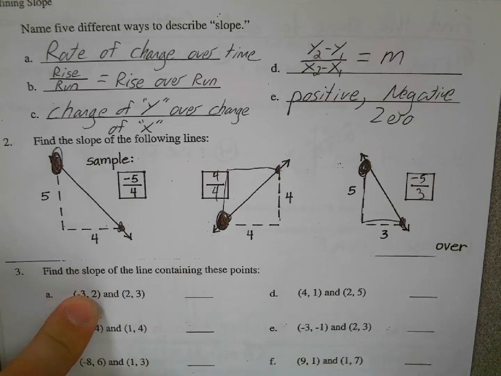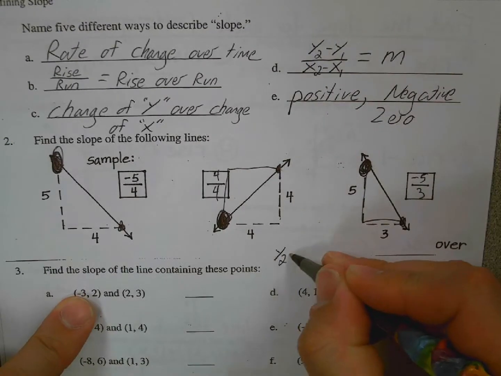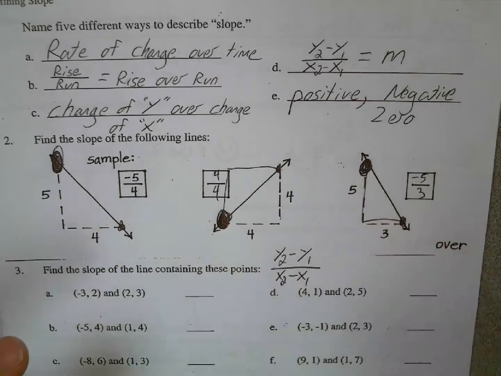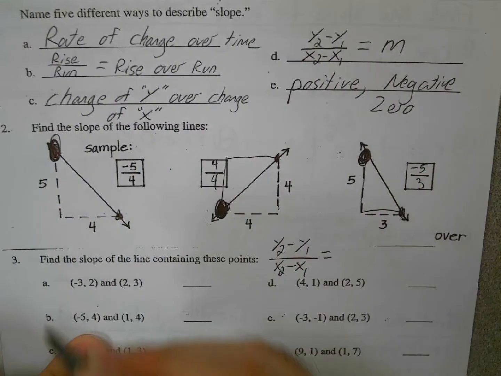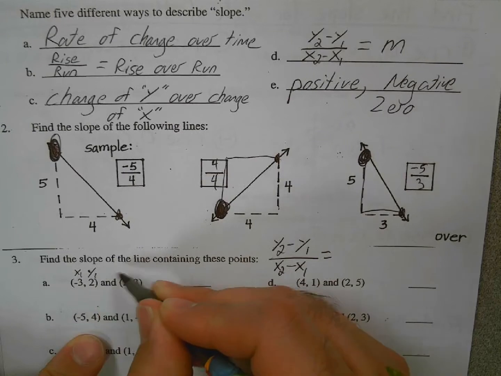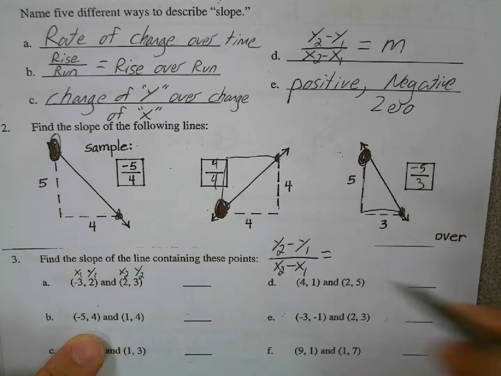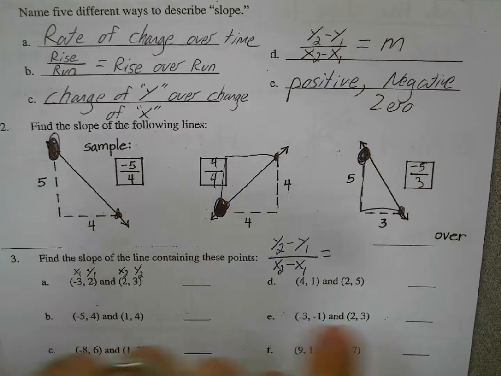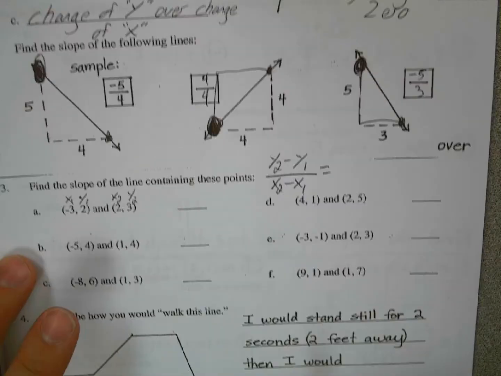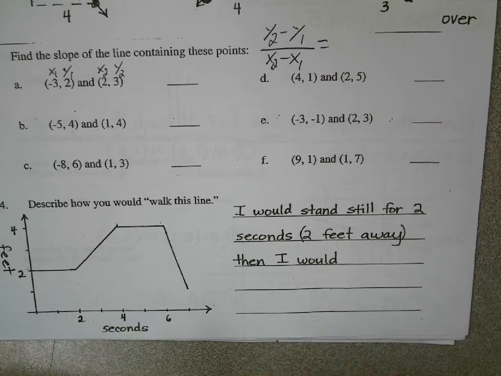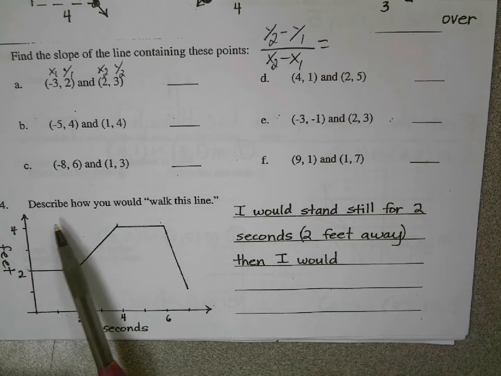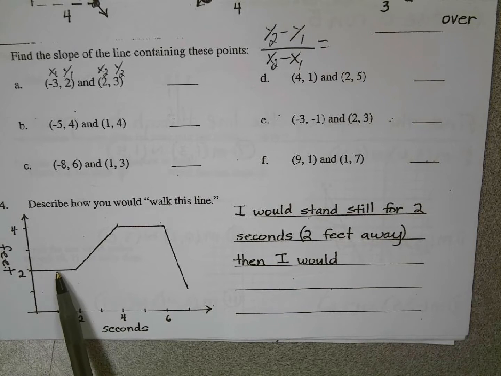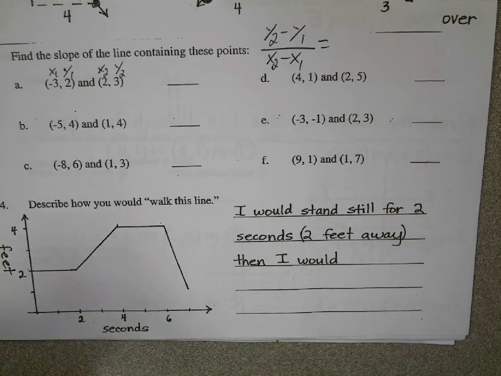So here you're going to have to use this equation, y2 minus y1 over x2 minus x1. All right? And label your x1, y1, x2, y2. Okay? Label it and plug it in, and then you'll be able to solve for all those. If you need help, call me over. All right? And then go ahead and describe how you would walk this line. Okay? So they started off, finish off this little sentence here. Okay?